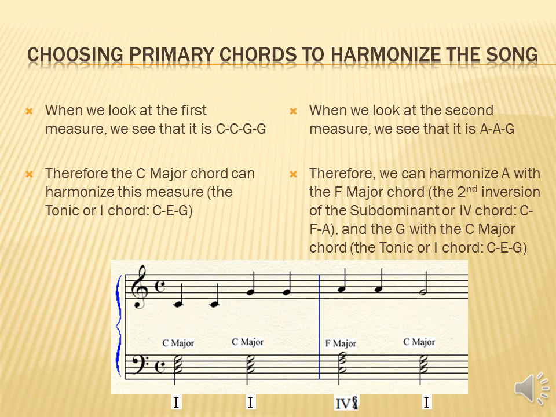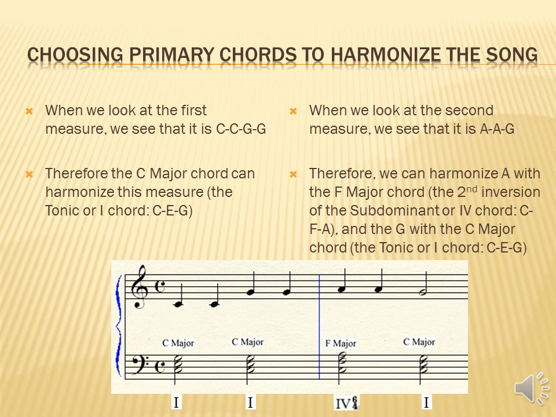When we look at the first measure, we see that it is C, C, G, G. Therefore, a C major chord can harmonize this measure. The tonic, or 1 chord, C, E, G.